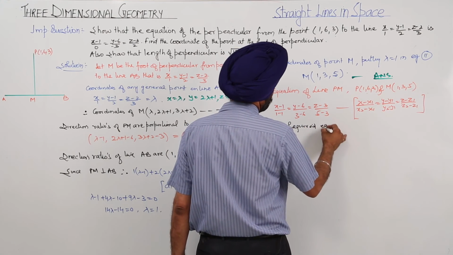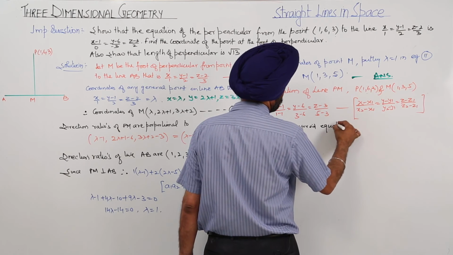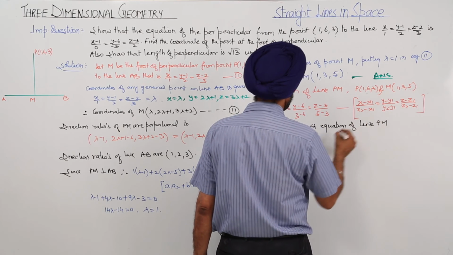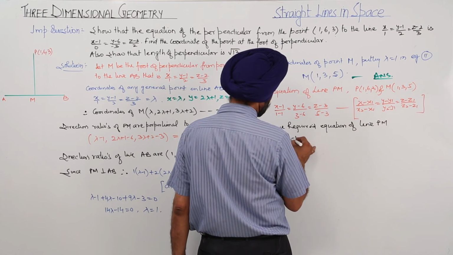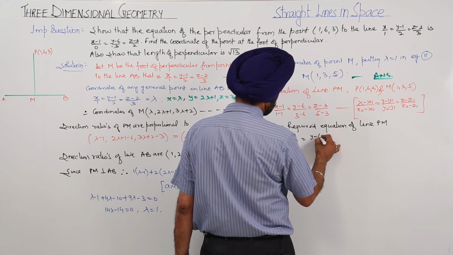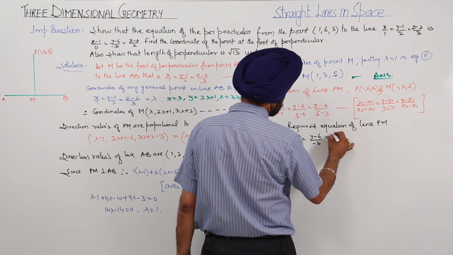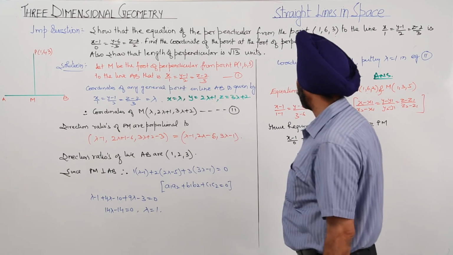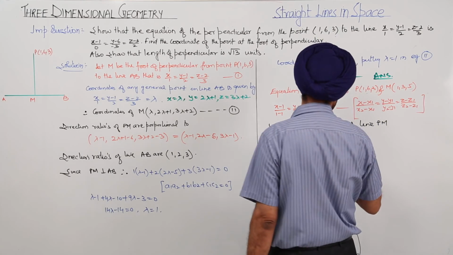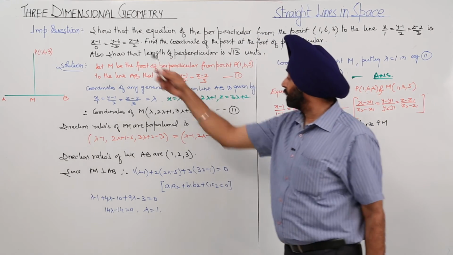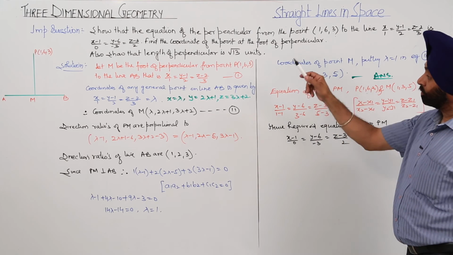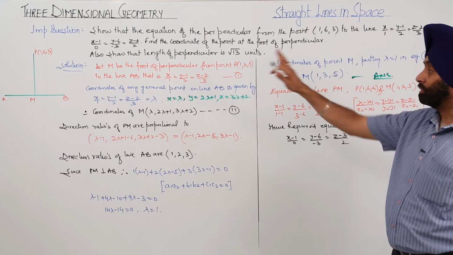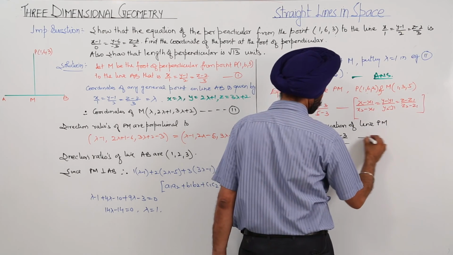Hence the required equation of line PM is x minus 1 upon 0, y minus 6 upon minus 3, z minus 3 upon 2, since 5 minus 3 is 2. So let's check it: x minus 1 upon 0, y minus 6 upon negative 3, z minus 3 upon 2. So exactly the same equation. Okay, proved.